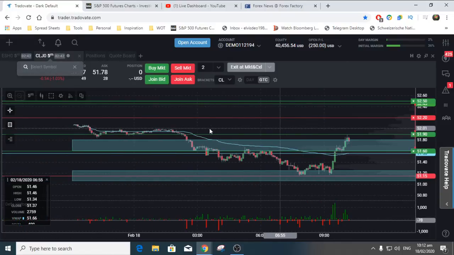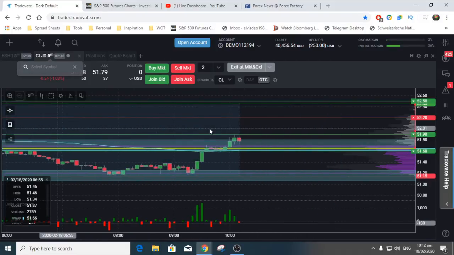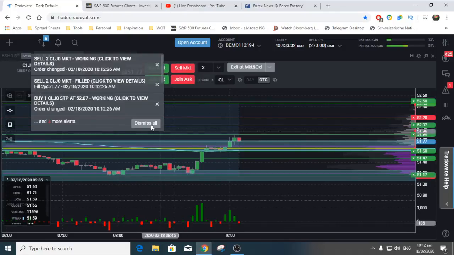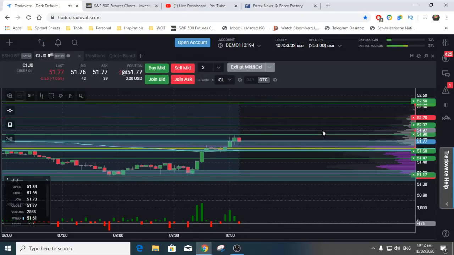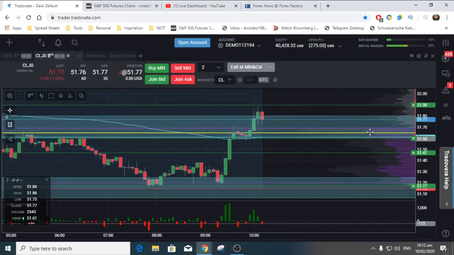Time to be aggressive in this market. That's a sell point right there. Order filled. Took a single sell off the 80. 77, 76, I got filled, sorry. The stops are at 52. Looking for that morning flip.